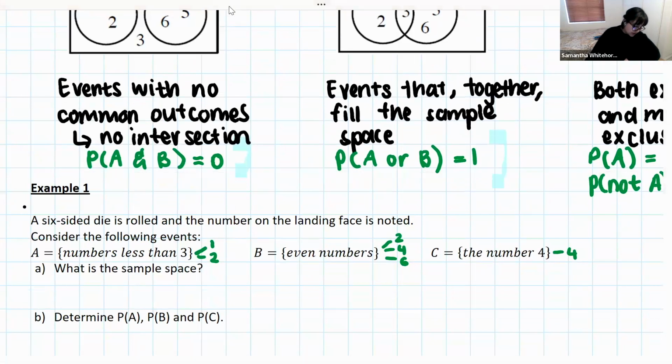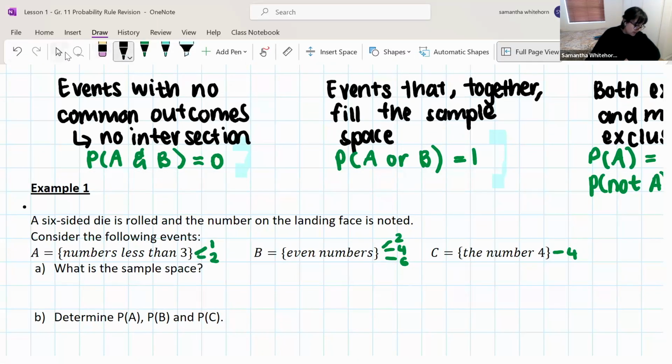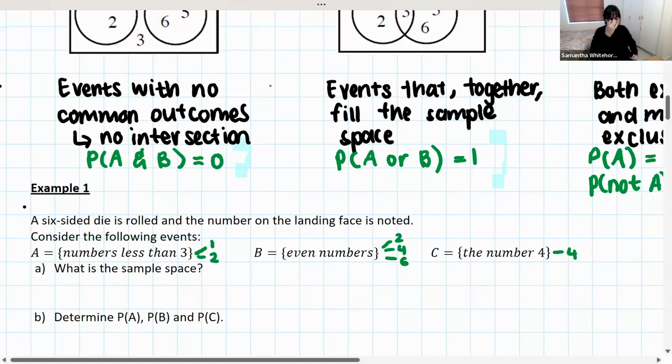So the first question says, what is the sample space? Can someone tell me what a sample space is, or what is the sample space? So you don't actually have to give me the answers, but what is a sample space? When I refer to sample space, what do I mean?